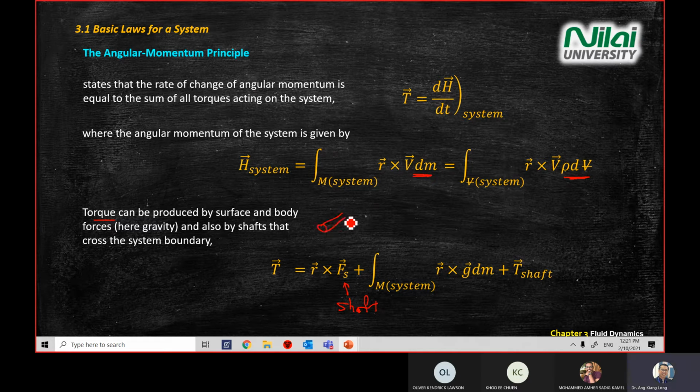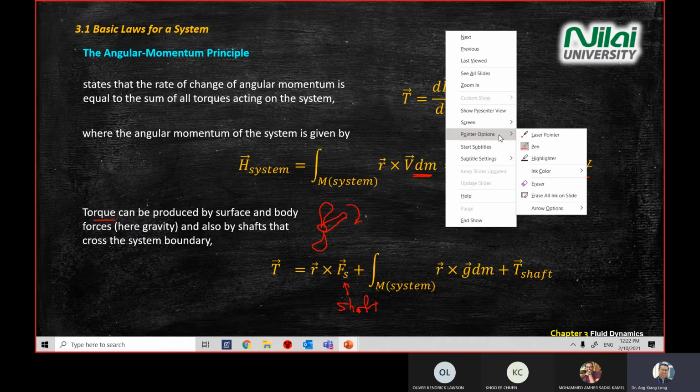A shaft is a mechanism that turns. This is a shaft. Let's say you have a blade, a propeller here that is twisting. To find the torque of the propeller, you use this equation. The rest is just derivation of the shaft force here. Later we will see the application, and then it will make more sense.